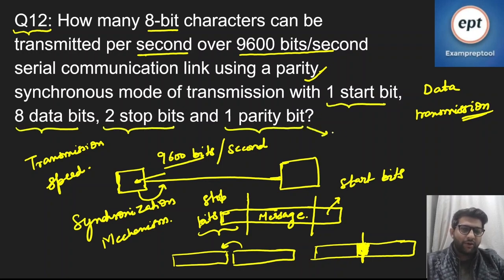Why this parity bit? Because of error detection. Let's say we are transferring this message on a wire. There can be different ways by which there can be attenuation on this particular message. The bits can flip, the message can be corrupted, so we need some mechanism to detect these errors also. That is why a parity bit is included in the message.